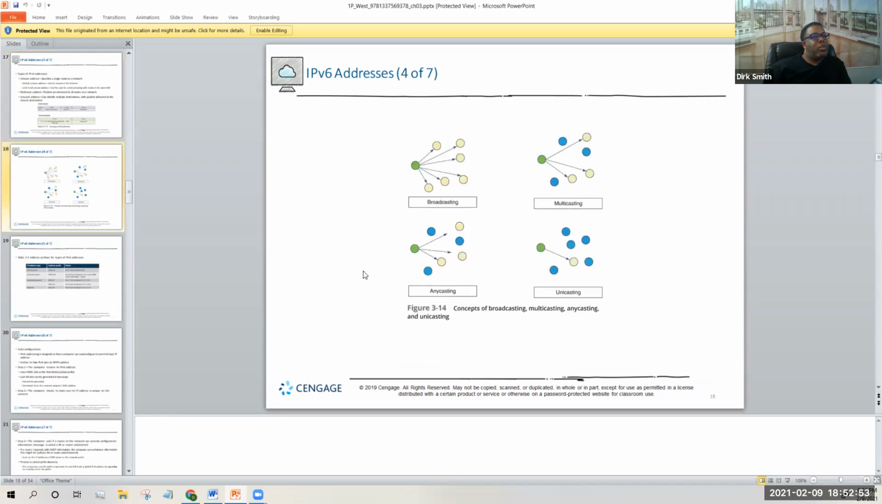Once again, this is IPv6. As you read more, you'll understand it more later. With broadcasting, everybody is going to get it. Multicast sends it to just certain specific recipients that you want to cast that information to. With anycast, anybody can get it. And then unicast sends it to just one person.